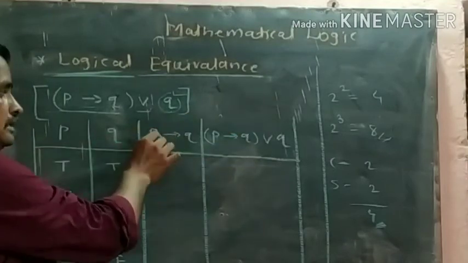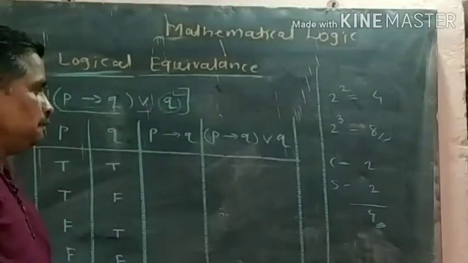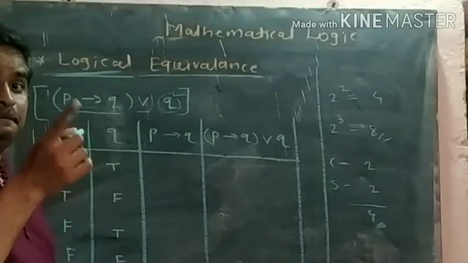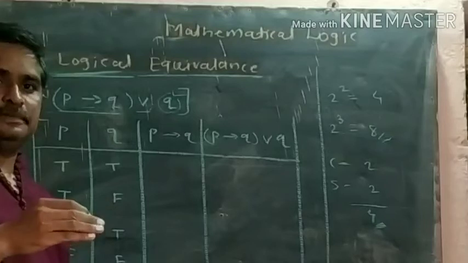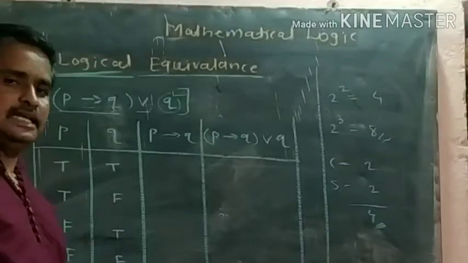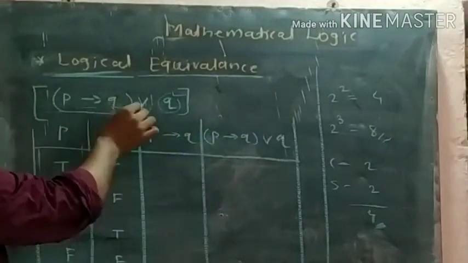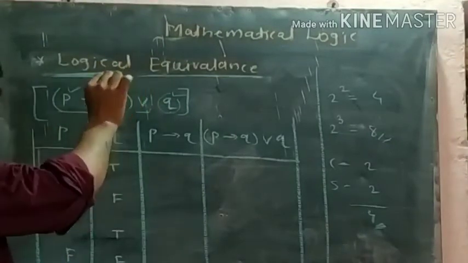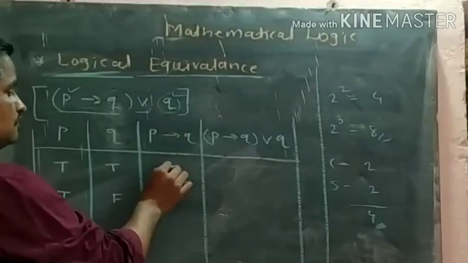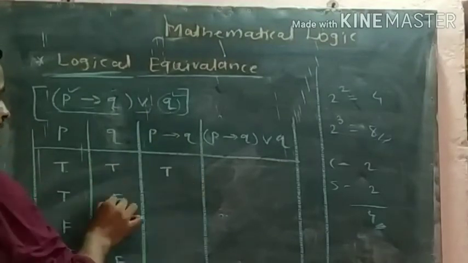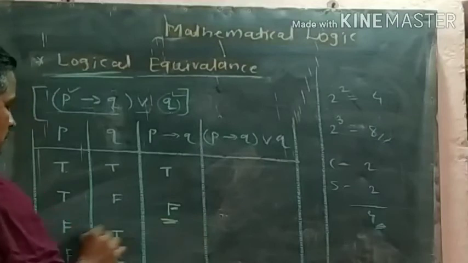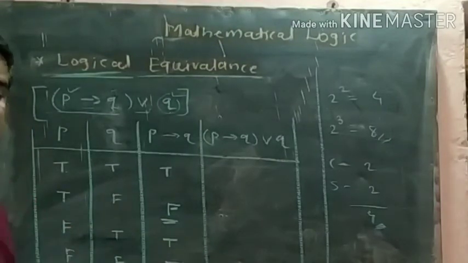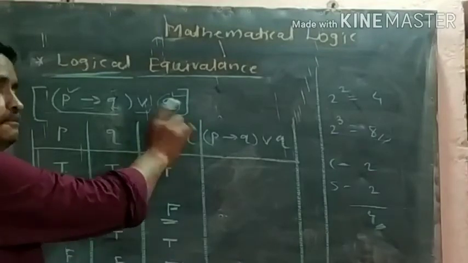So again, P implies Q. P implies Q contains only one F. If P is T, that means the first statement has value T and the second statement has value Q. In this case, P is the first statement and Q is the second statement. So P implies Q is T, F, T, T. So it is a construction for P implies Q.